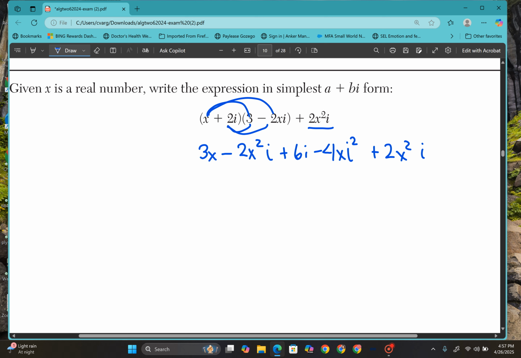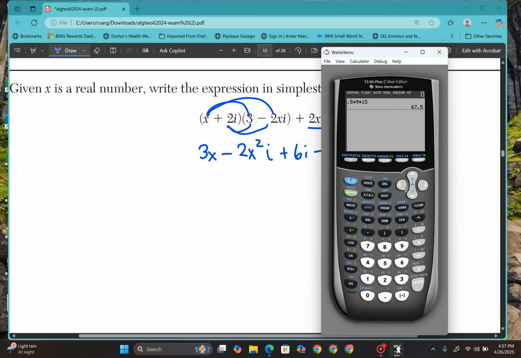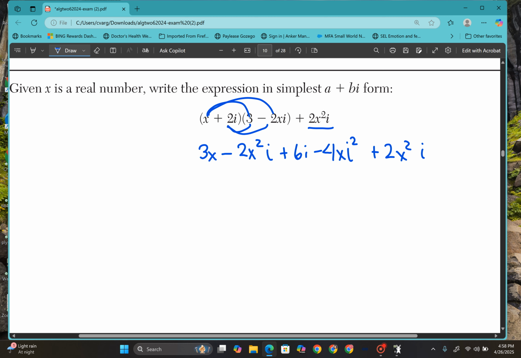Cool. So now, refreshing your memory, i squared is actually equal to -1. To refresh your memory on how we do that, we hit second decimal. That gives you i, and i squared, if you hit enter, gives you -1. So we're going to simplify this as much as possible. The 3x stays 3x minus 2x squared i. Plus 6i, we're going to write that down. Over here, this i squared is equal to -1, so this is negative 4x times -1 plus 2x squared i.